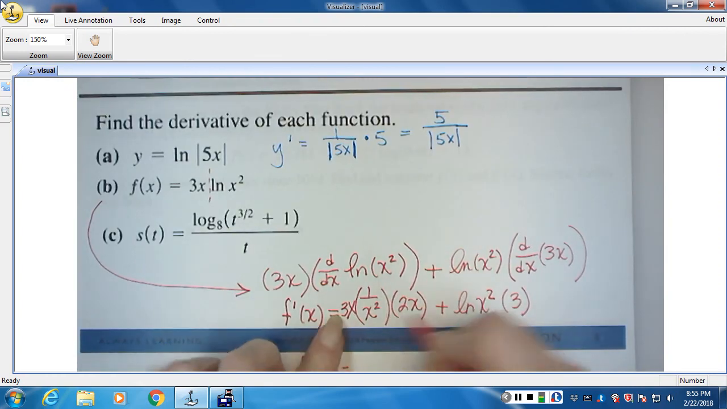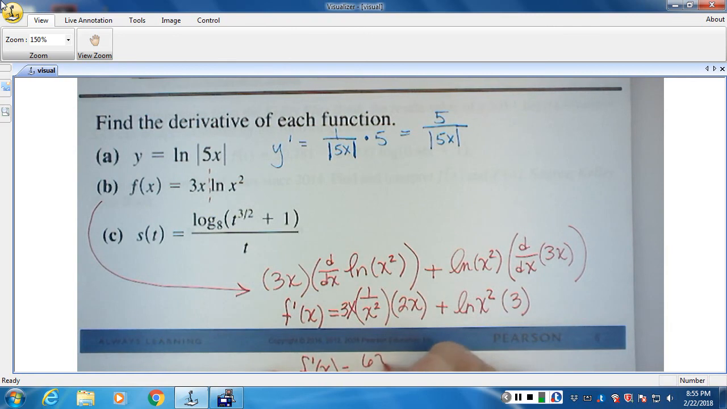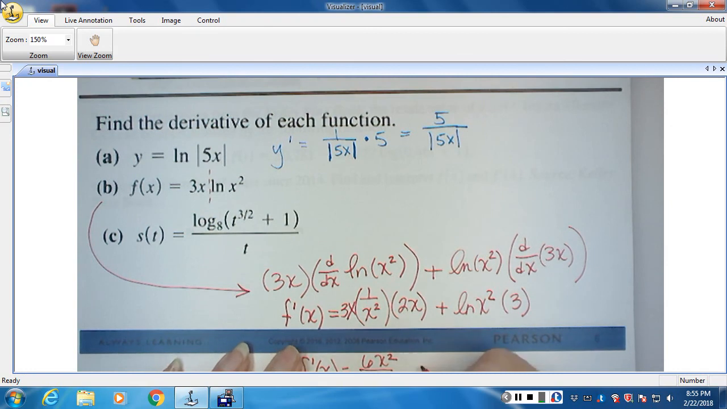because 3x times 2x is 6x squared on the numerator times 1 over x squared plus 3 times the natural log of x squared, and since x squared cancels, prettying it up makes it a little easier to deal with, but there again, you could have quit above that. You didn't have to go that last step.